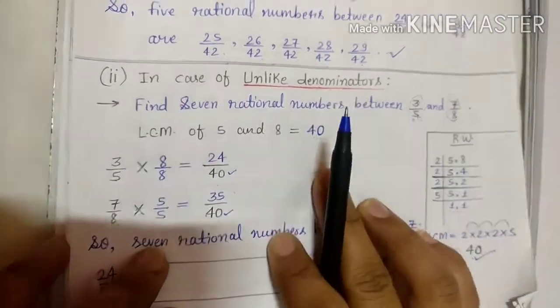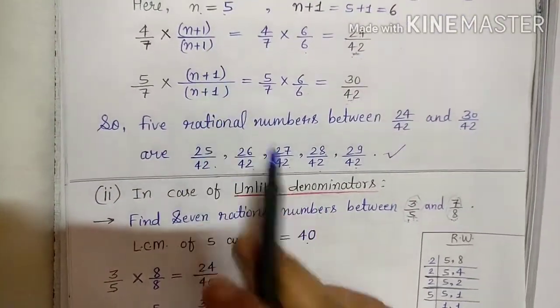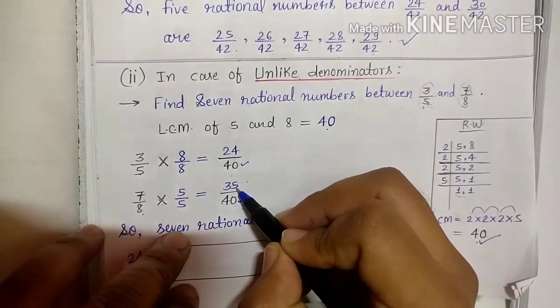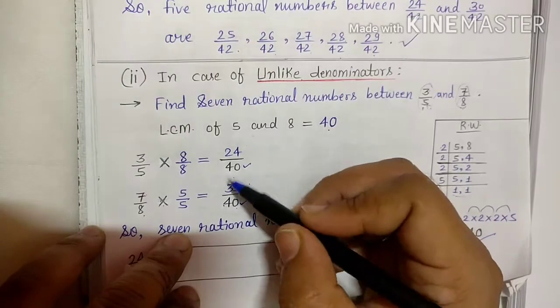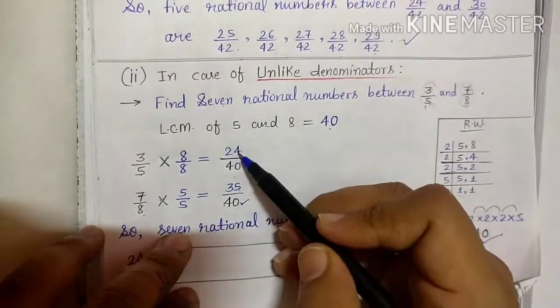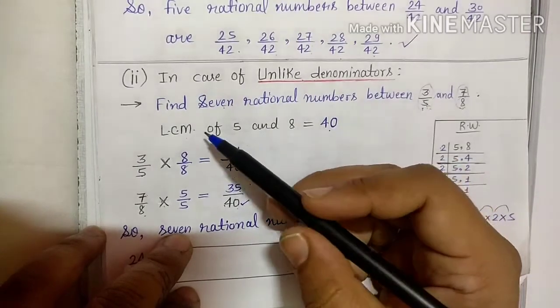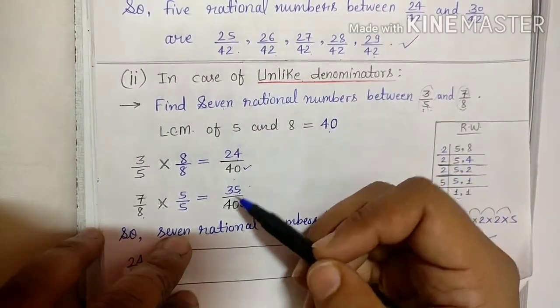Now you are thinking, sir, why are we not multiplying by n plus 1? Because here we don't need to. Just check 24 and 35. There is already too much gap, and we have to find only 7. The gap between 24 and 35 is already more than 10, and we have to find only 7, so we can just count them.